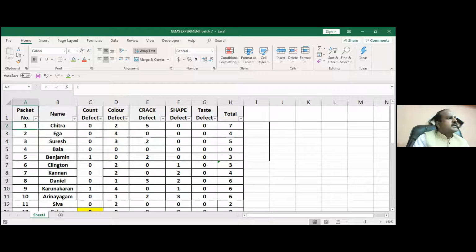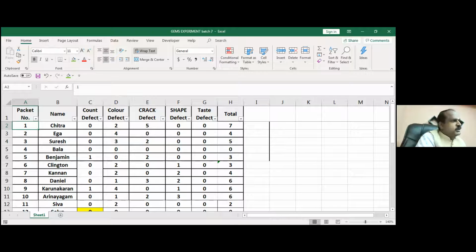Next is color. Kids and people will like different colors, but when the color is faded or having a problem, you must consider it a defect. Then crack means any breakage or discontinuity. The fourth one is shape. What is the expected shape of the gems? Circular or round. If it is not circular or round, you consider it a defect.